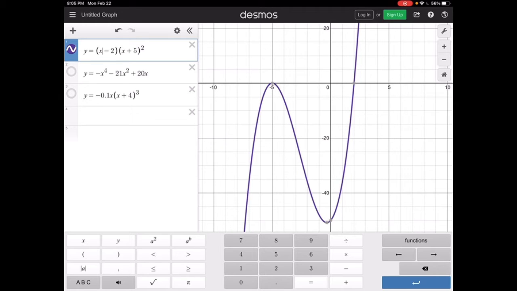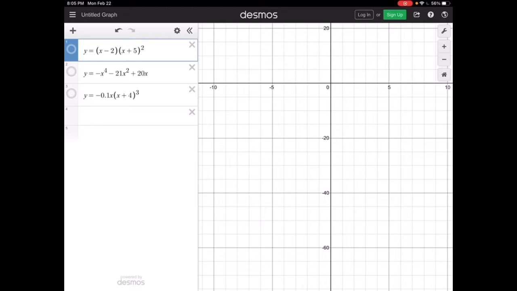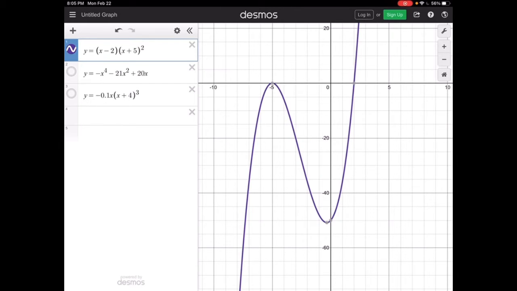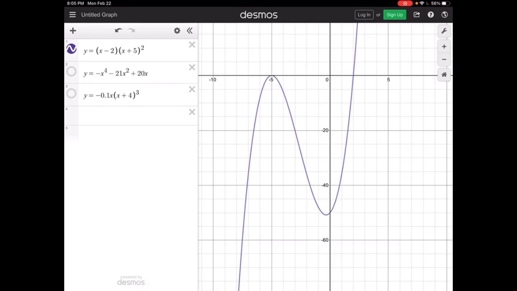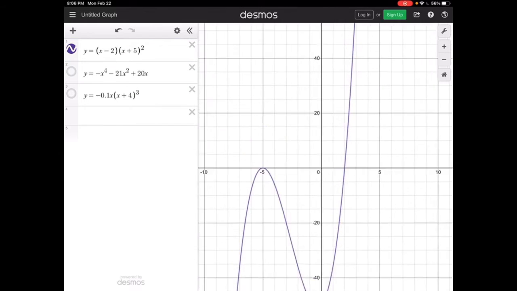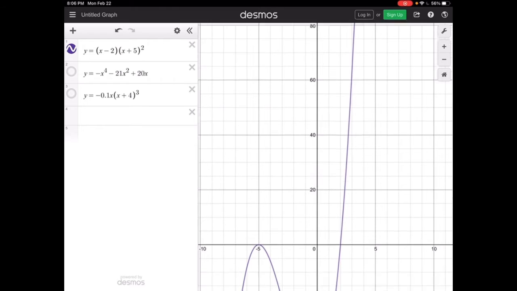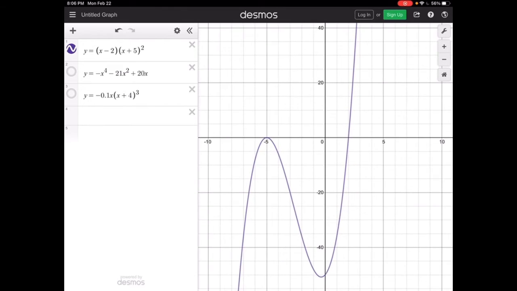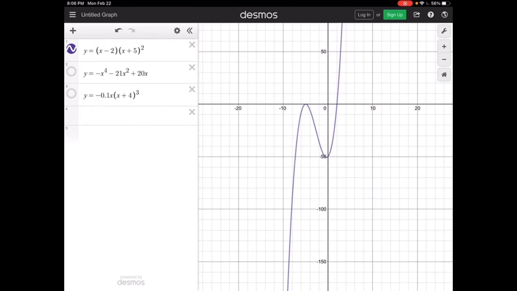I'm going to get rid of this one for right now, and I'm going to bring your attention to, actually before I do that, one last thing I want to say. If you look at this graph, it's coming from a downward area, and it's going upward. So it comes all the way up towards positive infinity. But pay attention to how the other graphs maneuver that same exact way.